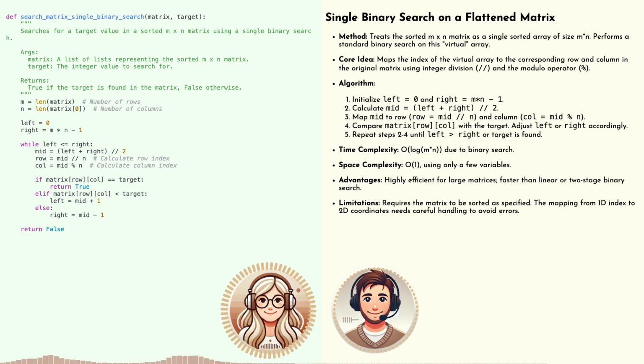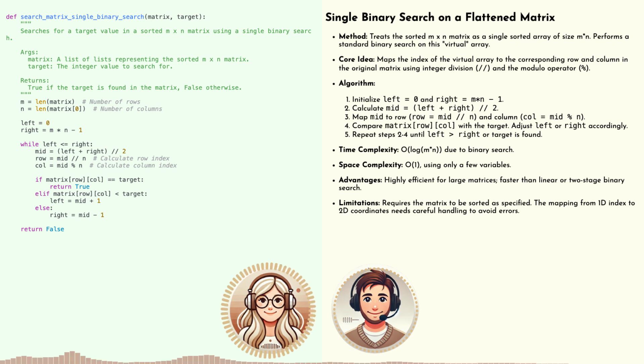We can use integer division and the modulo operator to do the mapping. To find the row, we divide the index in the flattened array, which is 12 in this case, by the number of columns in the original matrix, which is 4. The result of that integer division gives us the row number. So 12 divided by 4 is 3. That means our target is in row number 3.